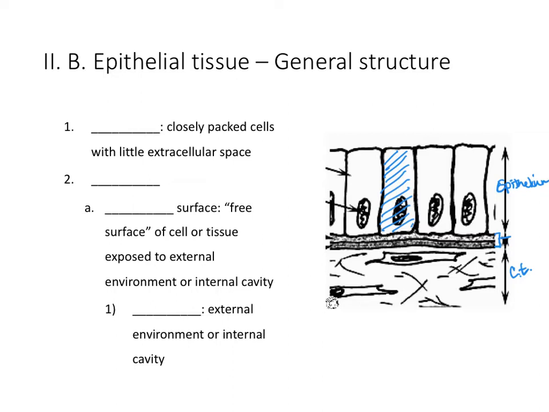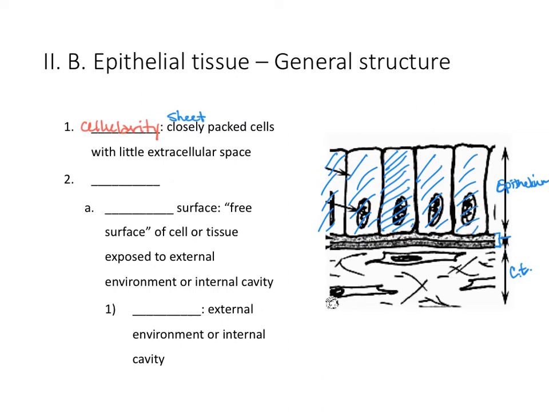So if I look at the general structure of epithelium, what I'm going to find is it's kind of a sheet of closely packed cells with very little extracellular space in between them. And so we say that we have a characteristic that's called cellularity. So very cellular tissue here. So again, if I look, here's a cell, here's a cell, here's another cell, and so on, and there's very little space in between those cells.